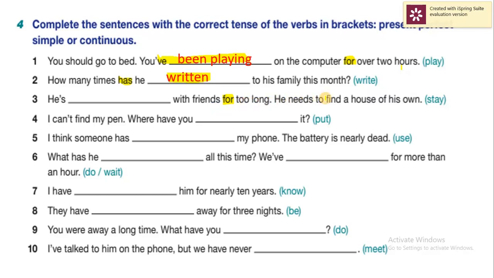He needs to find a house of his own. Here we have the verb stay. Now stay, is it a stative verb? Of course not. Is it a short verb? Of course not. Stay has no problem of adding an ing. You know the meaning of stay.